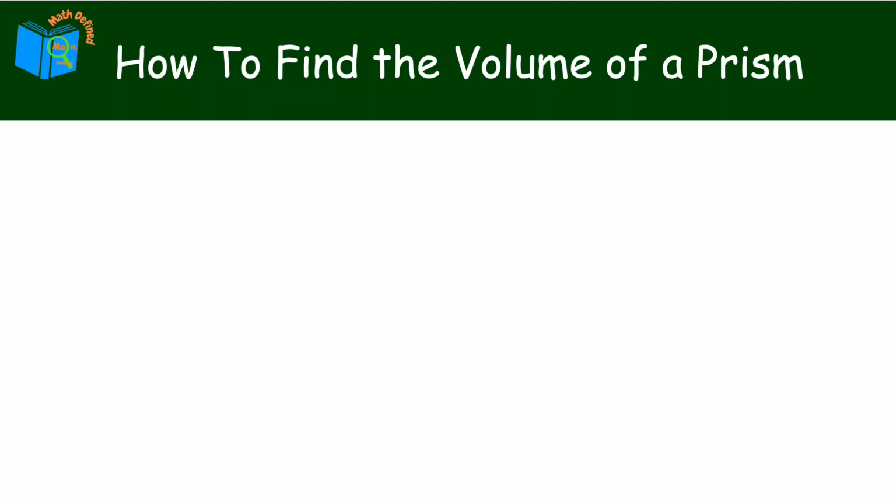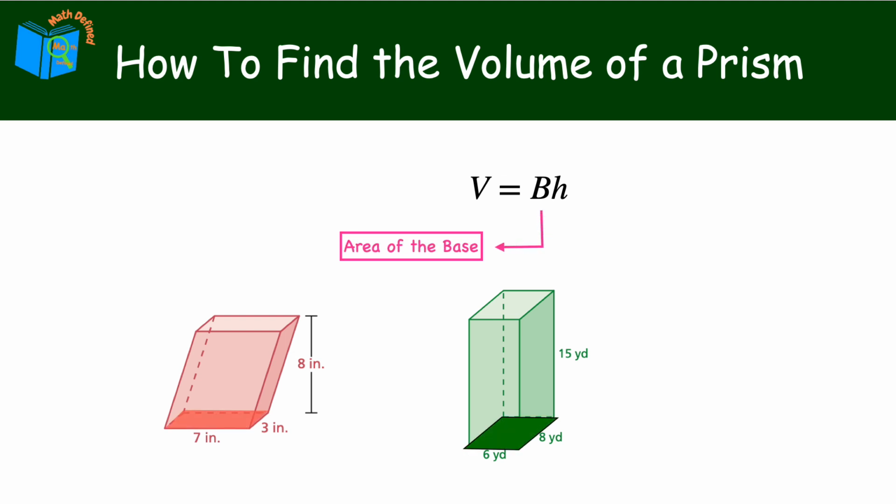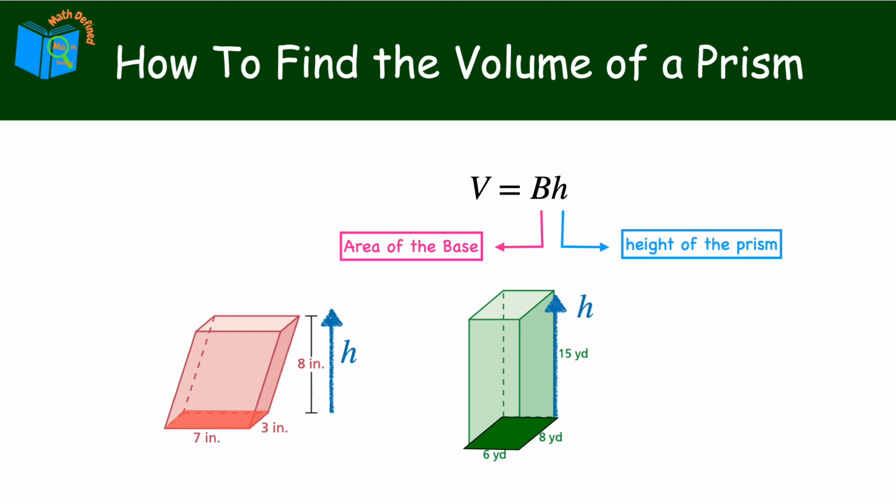The volume of any prism, whether it's straight or slanted, is found by using a formula. Volume is the area of the base times the height of the prism. The B stands for the area of the base, and the H is the height, or the distance between the two bases of the prism.